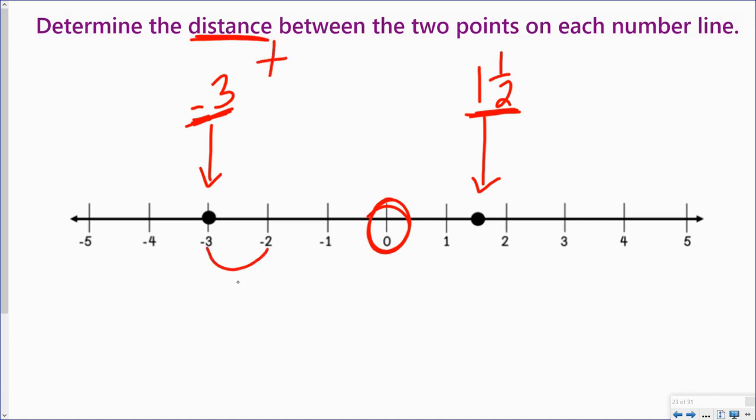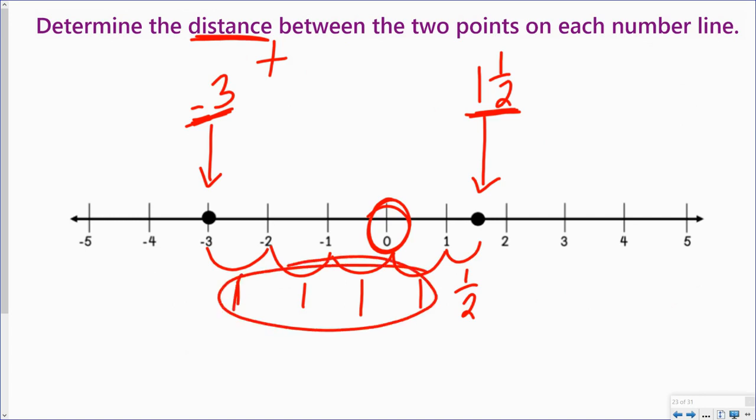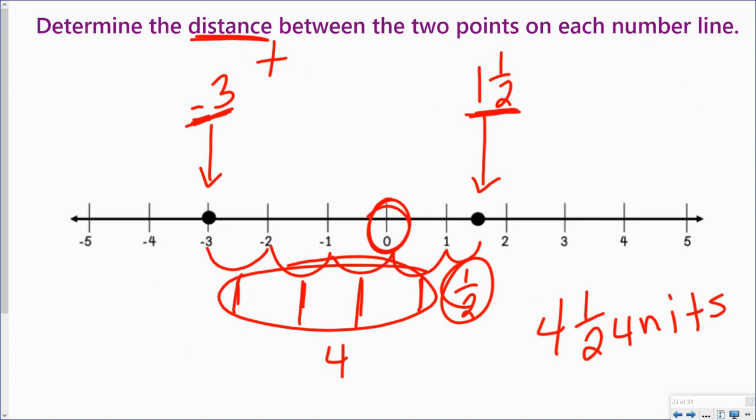So from here to here is one jump. Here to here is one jump. From here to here is one jump. And then to continue from 0, here to here is one jump. And then from here to here is a half a jump. And so here I have 1, 2, 3, 4 plus my 1/2. So the total is 4 and 1/2 units apart.